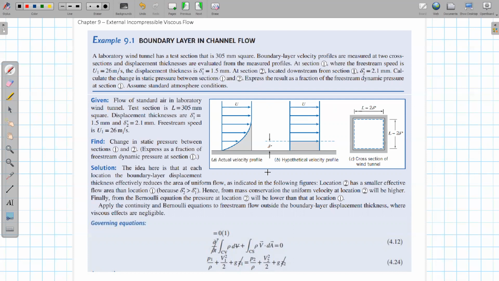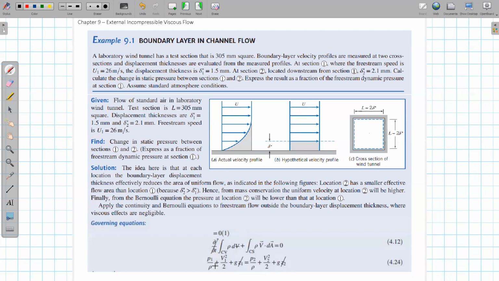Okay, so this problem is a little bit tricky because you need to realize that the major flow inside this channel, outside the boundary layer, is still inviscid flow, right? So with the inviscid flow, we can apply the Bernoulli equation. Remember that the Bernoulli equation we learned in chapter 6 is for inviscid incompressible flow, right? So we can apply it for the steady state flow inside this region.